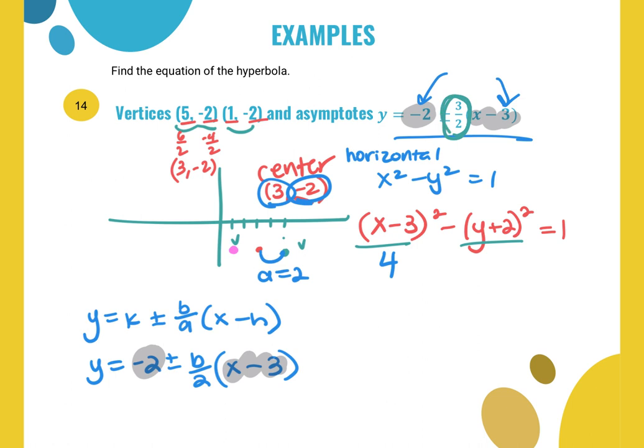All that's left is the 3 over 2 equals b over a, or b over 2, which means b is 3. And the denominator here, which should be b squared, is 9.